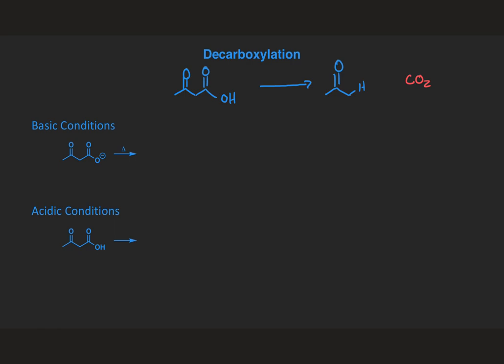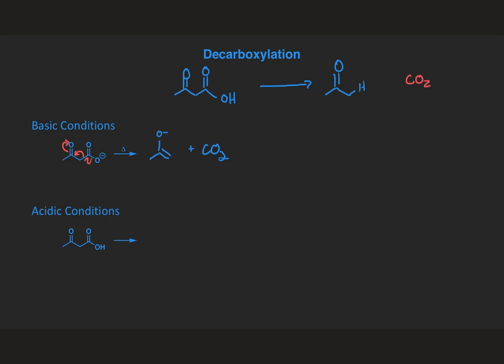Under basic conditions, this requires a little heat, and these electrons are going to go up and form a carbon-oxygen double bond, which is going to kick these electrons over and these electrons up, which will result in an enolate plus CO2.